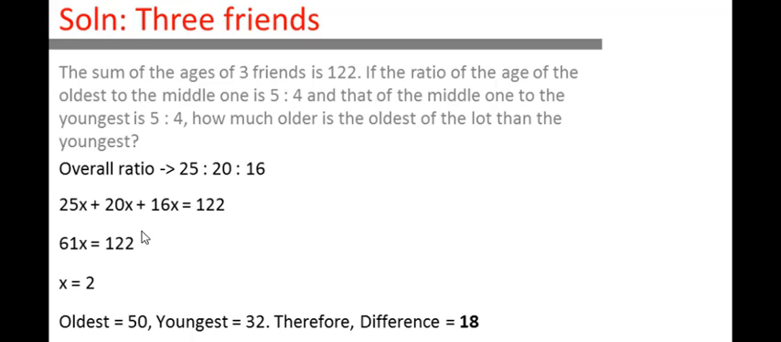So what are they asking? How much older is the oldest of the lot than the youngest? They are asking the difference between the oldest and the youngest, after finding the oldest value and the youngest value. So let us find the oldest value. Here the oldest value is 25x, that is 25 into 2, which is 50, and the youngest is 16x, that is 16 into 2, so 32. And at last they are asking the difference between the oldest and the youngest. So 50 minus 32, you get the difference as 18.